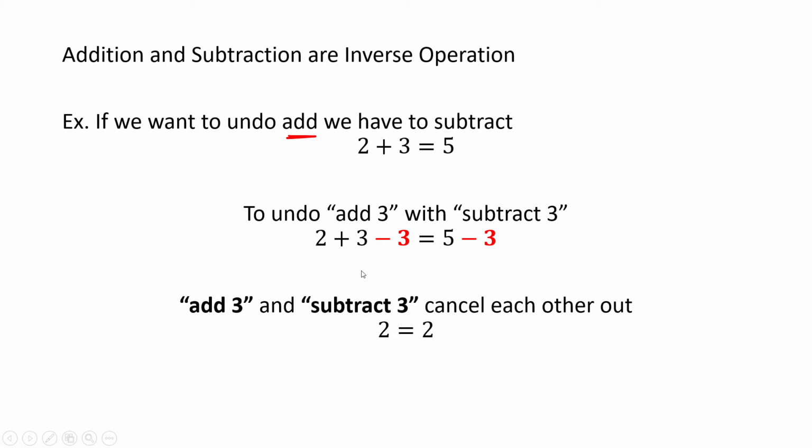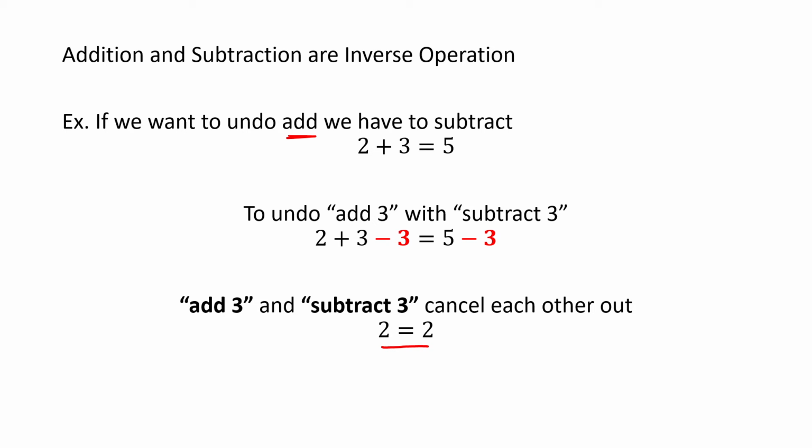So that means if you're going to subtract 3 here, you also have to subtract 3 on the right side of the equation, okay? Now add 3 minus 3, they cancel each other out, they become 0. So the only thing left is 2 on the left side. Now why is 2 also on the right side? Well, if you subtract 5 minus 3, you'll get 2. So that means once you undo plus 3, your equation becomes 2 is equal to 2.